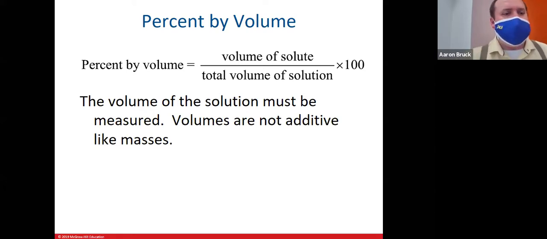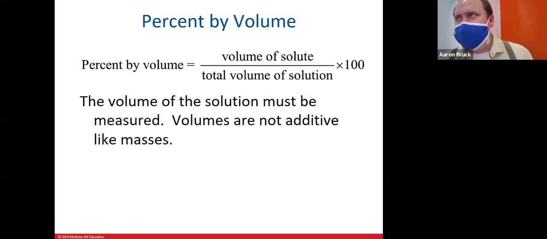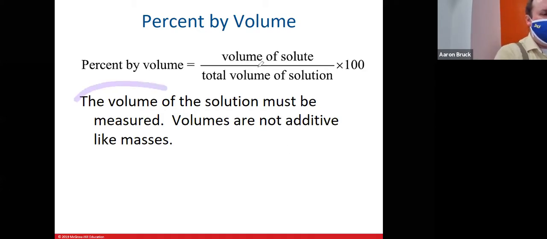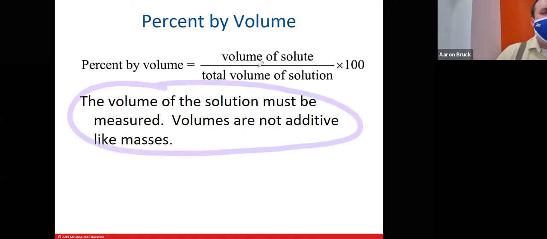Percent by volume is pretty much the same. And if you look, the formula looks almost exactly the same. The only real difference is this. Total volume cannot be added. Total volume must be measured. And the reason we have to measure total volume is because volumes are not additive in solution.